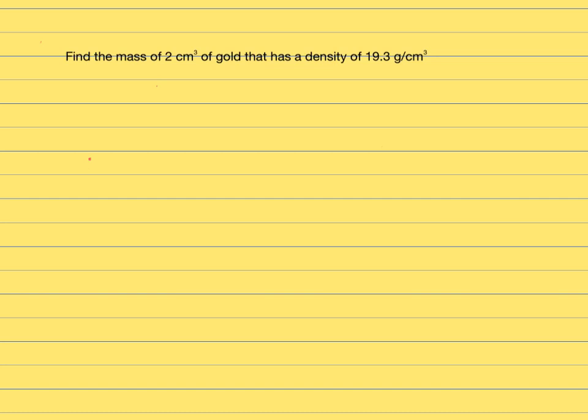In order to find out the mass of 2 cubic centimeters of gold that has a density of 19.3, it's probably first worth considering that density of any object is going to be equal to mass over volume. So using my algebra, if I'm trying to find out the mass, I can rearrange this equation so that density times volume is equal to mass.